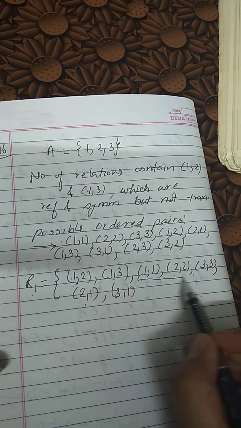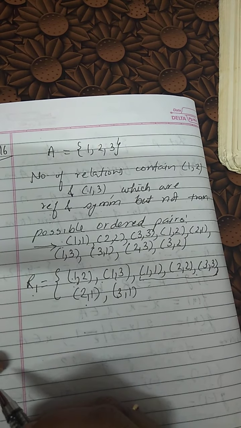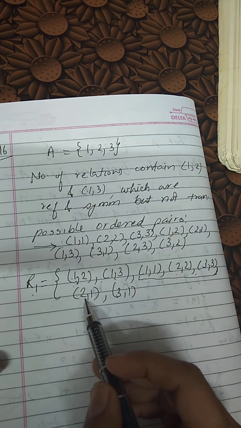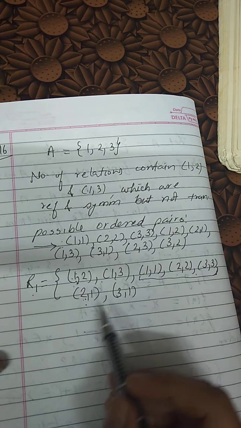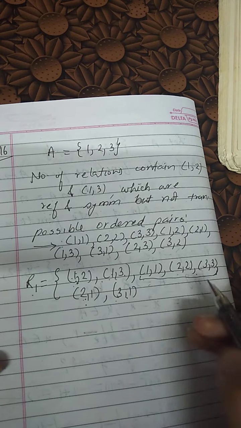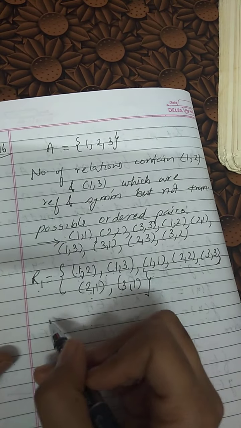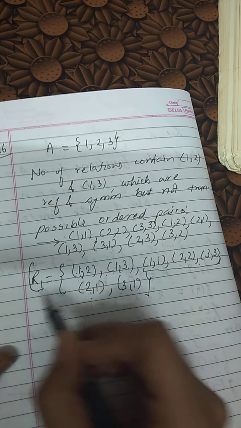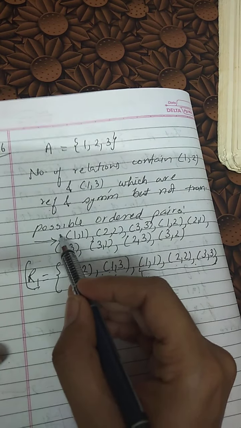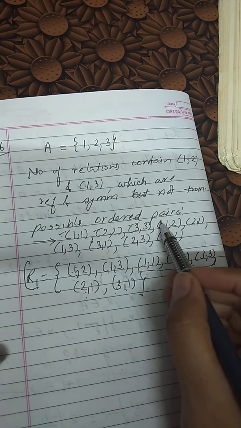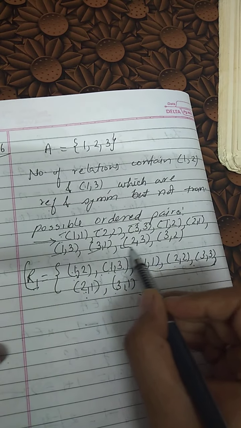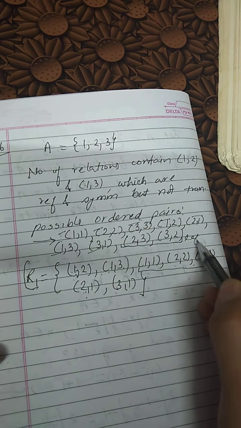These three ordered pairs are making the relation reflexive, and when I say 1 2 is there, 2 1 must be there, only then the relation is symmetric. If 1 3 is there, then 3 1 should be there to make it symmetric. Now this is the first relation that is symmetric. Let us see how many ordered pairs are used and what is left. 1 1 is used, 2 2 used, 3 3 used, 1 2, 2 1 used, 1 3 and 3 1 also used. Now these two ordered pairs are left.